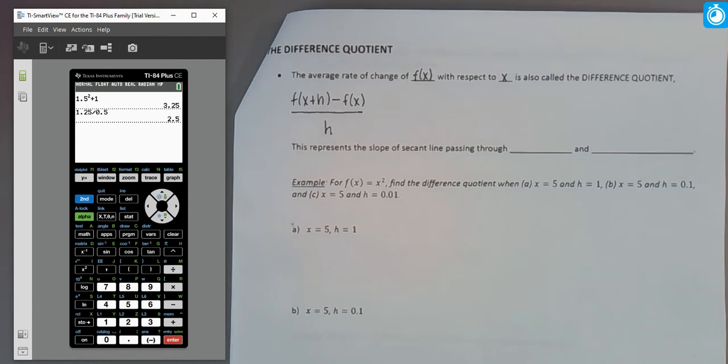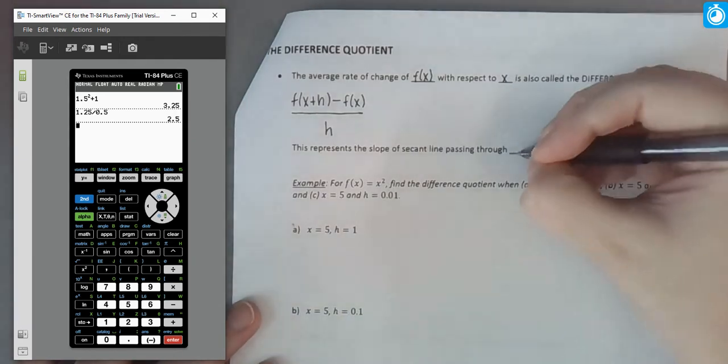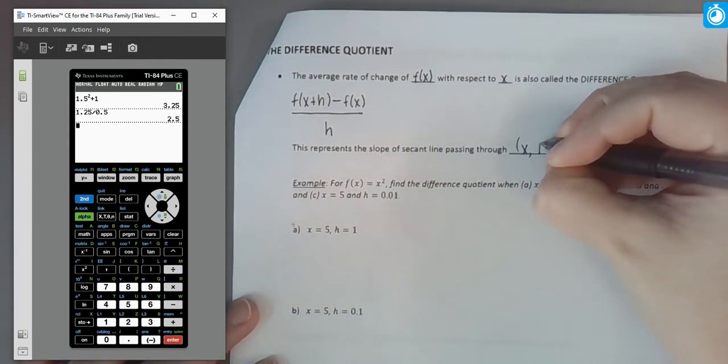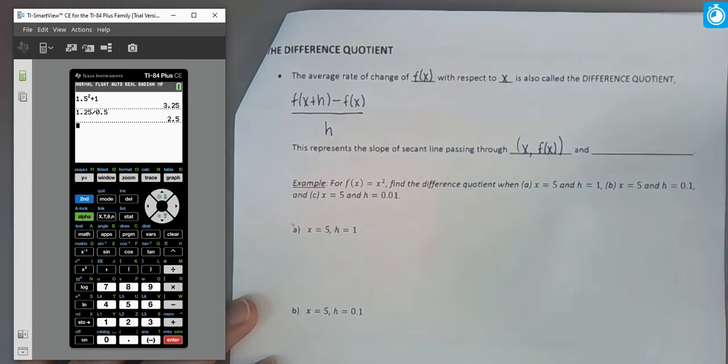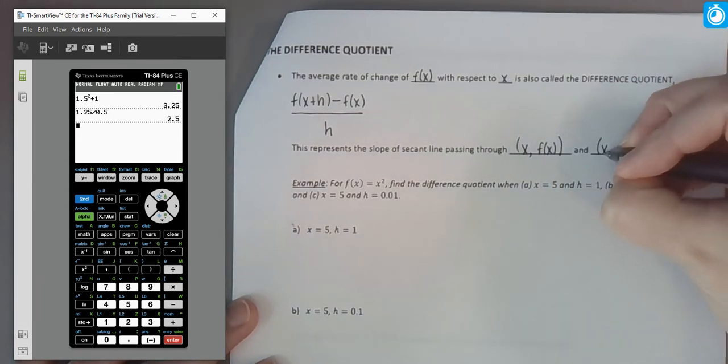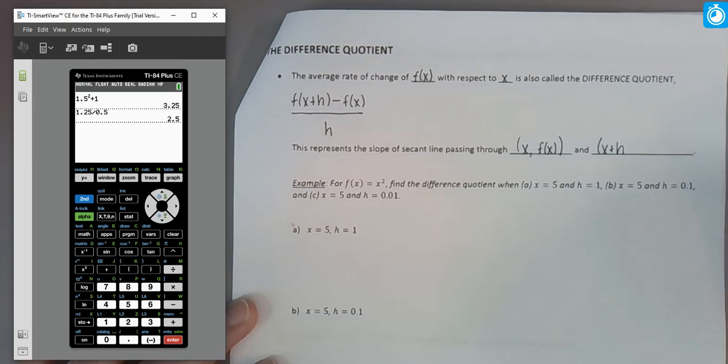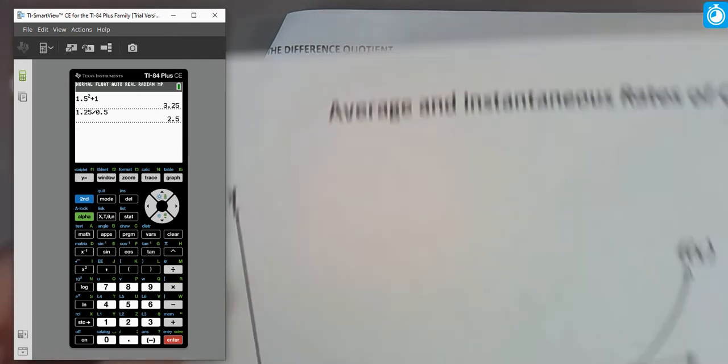So this represents the slope of the secant line that would pass through the points x and f of x, whatever x is, and a point where the x coordinate is defined as x plus h, and the y coordinate is defined as f of x plus h. So if those were the two ordered pairs that we passed our secant line through along our function's graph, then the slope, the average rate of change of that secant line, would be defined using the formula written above. So we can actually see this from the graph if we just label things a little bit differently.